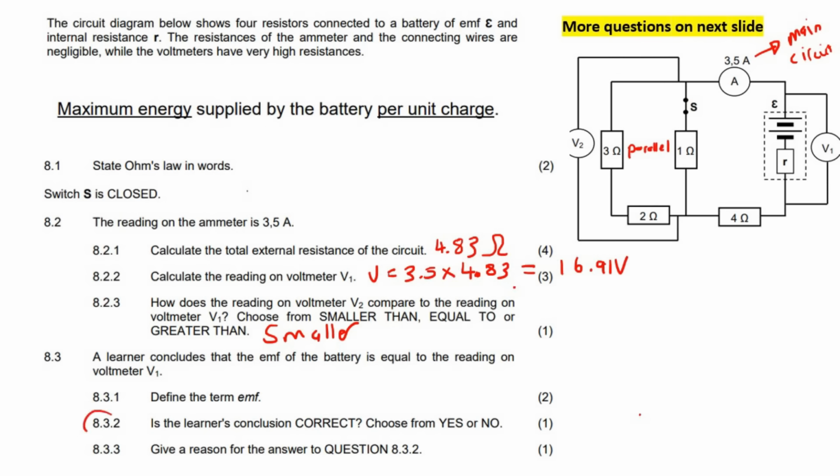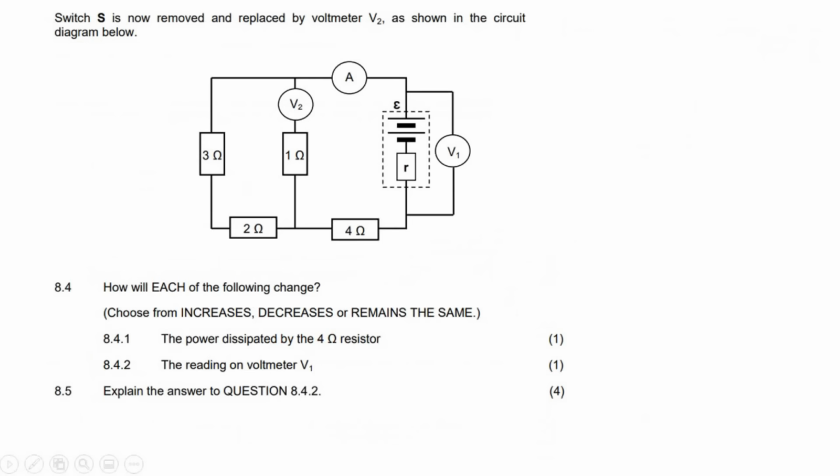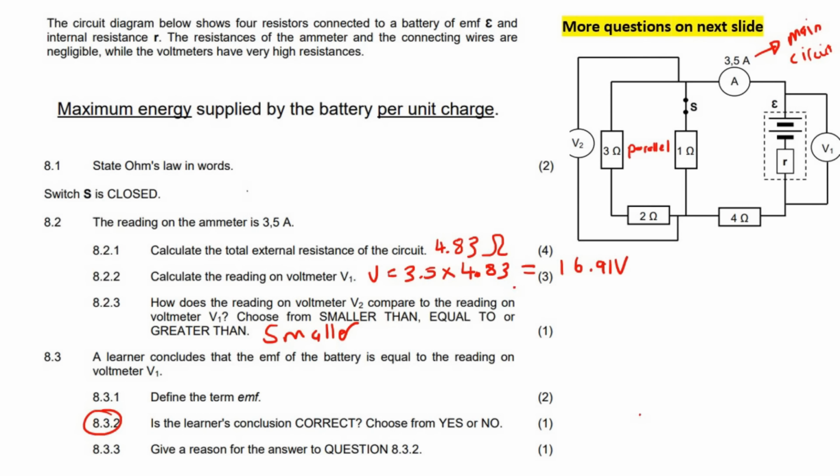Now we are going to this one. Remember, there are still more questions on the next slide. Okay, so it says, is the learner's conclusion correct? Choose from yes or no. Definitely a no, and then give a reason. So we said that the learner would have been correct if there was no internal resistor, but there is. So we will just say that the battery has an internal resistance.